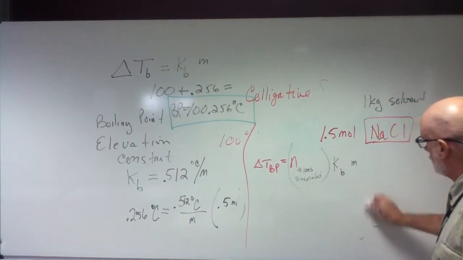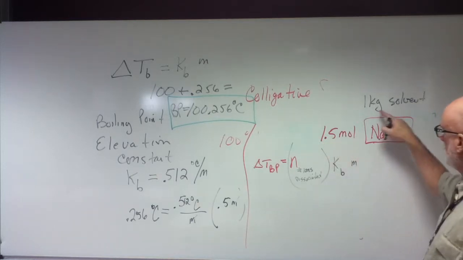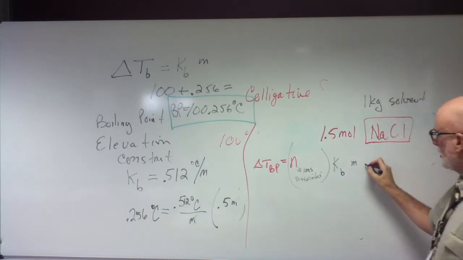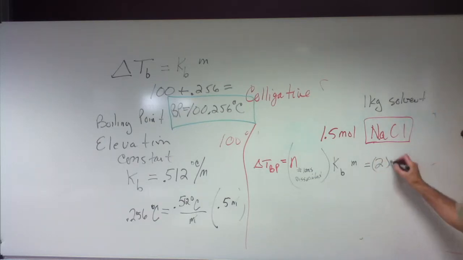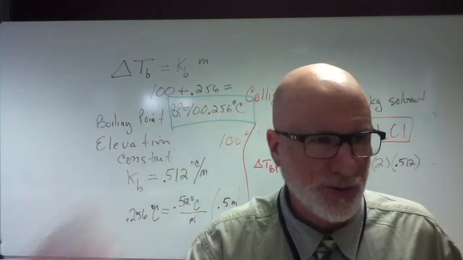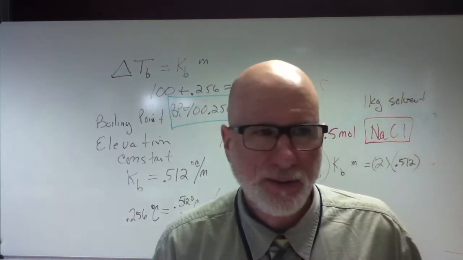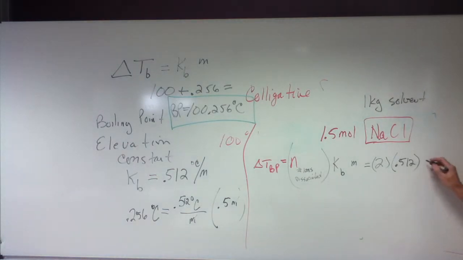What's the molality of the solution? 3. Isn't it 1 point... No, it's 1.5. Right? Because it's 1.5 over 1 kilogram, correct? So it's going to be 2, that's N, right? KB is 0.512, correct? Moles, molal, kilograms, molality, degrees Celsius, right? Don't worry about the unit labels. You'll get used to it. And then you want to multiply it by 1.5.